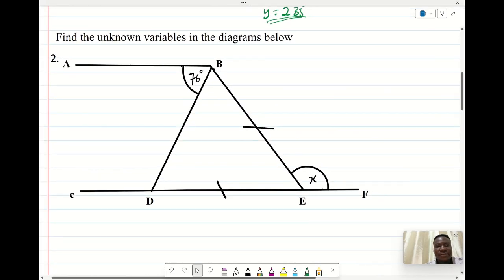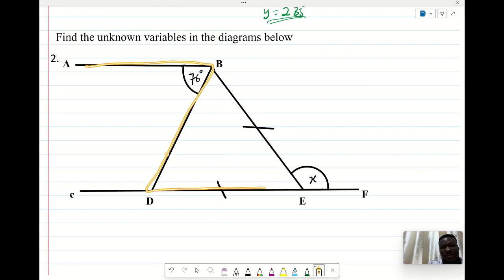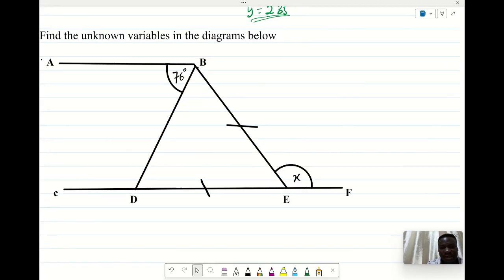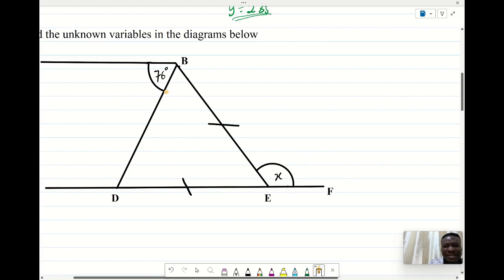Question 2 is also interesting and it's very simple. It says we should find the value of the unknown variables in this diagram. Drawing a diagram like this, you see that this angle is alternate to this angle. Therefore, if the angle here is equal to the angle here, we can clearly write that this angle is also equal to 76 degrees.